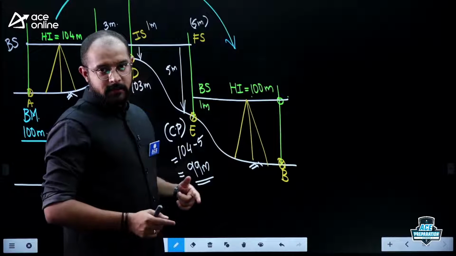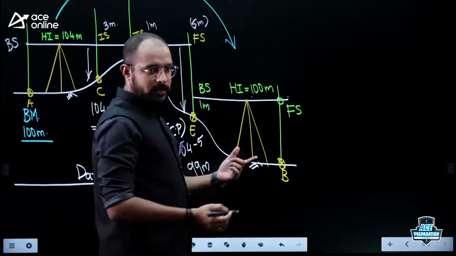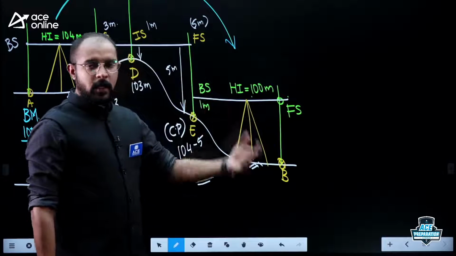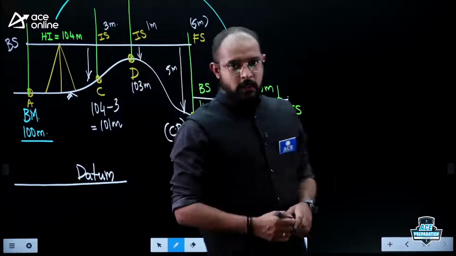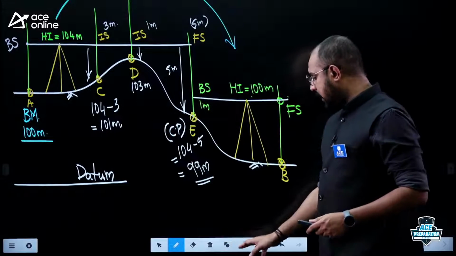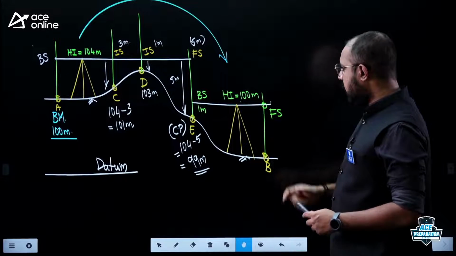What should I call that? I should call that a foresight reading. Do you remember the definition? Yes or no? Yes, right. The last reading taken just before shifting the instrument should be recorded as a foresight reading. So for that particular definition, for that particular reason, we will call this last reading here nothing but a foresight.